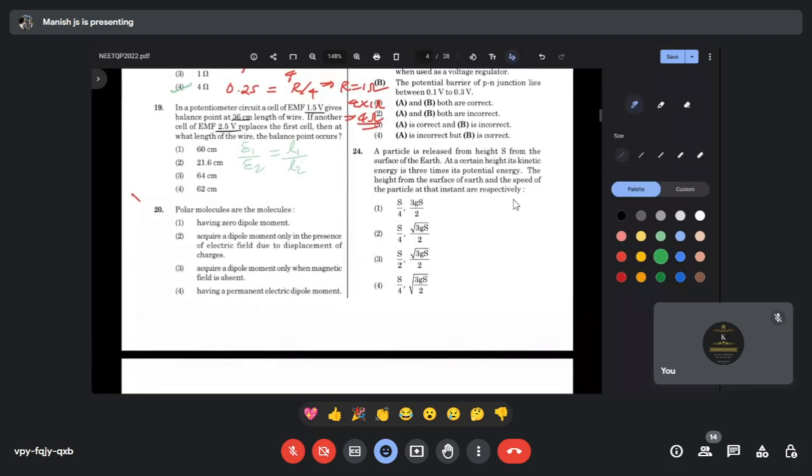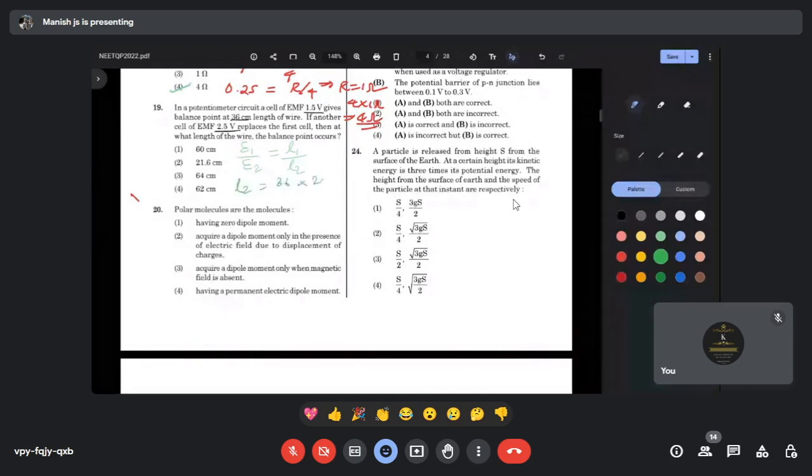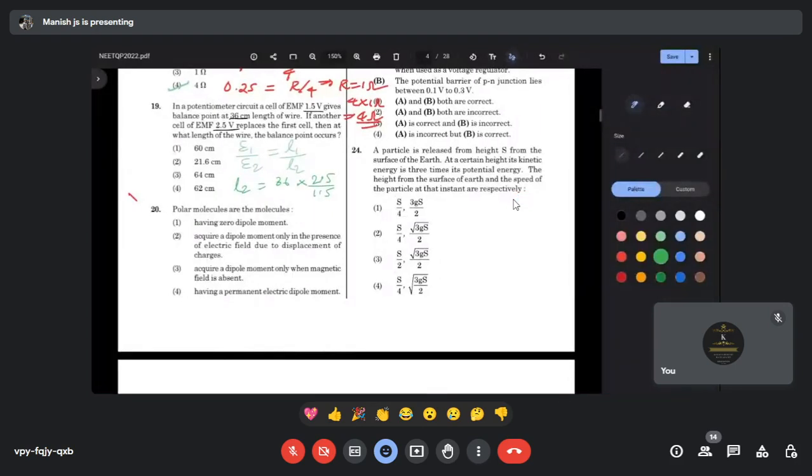3 cm. So what is L2? Correct. So which is 36 into 2.5 upon 1.5. So you simplify this. How much you're getting? I think you're getting 60, right? 60 centimeters. Yes, sir. So the answer is option 1, first option.